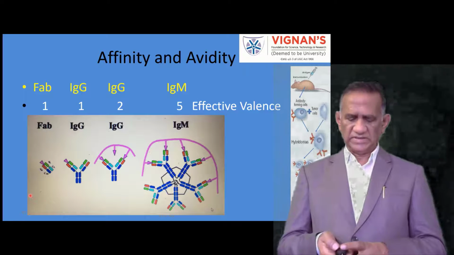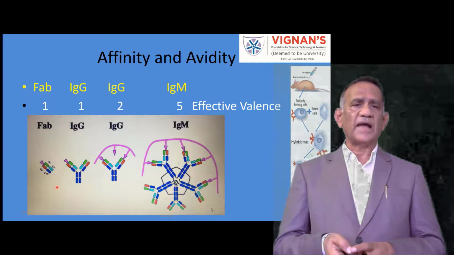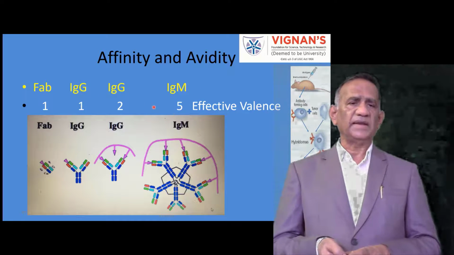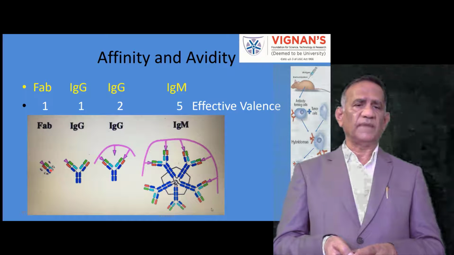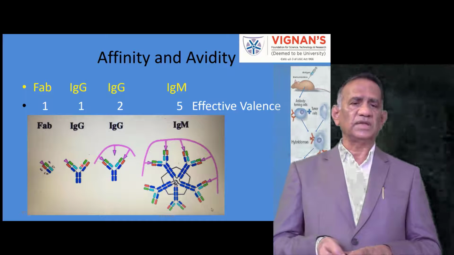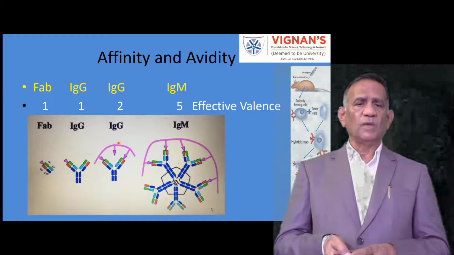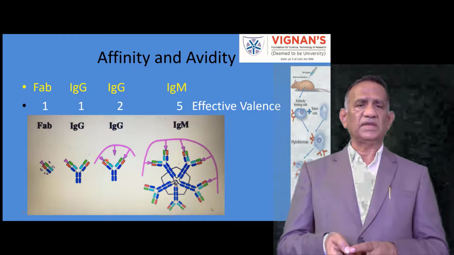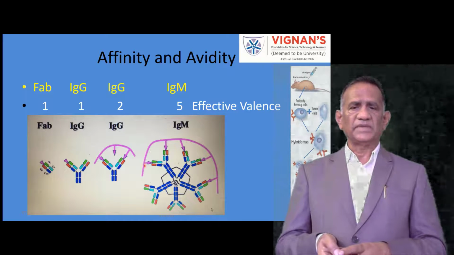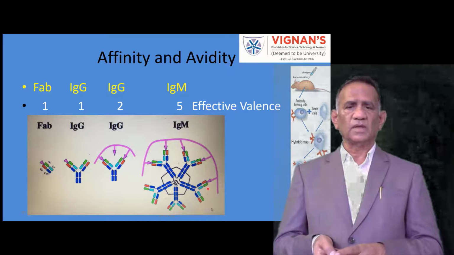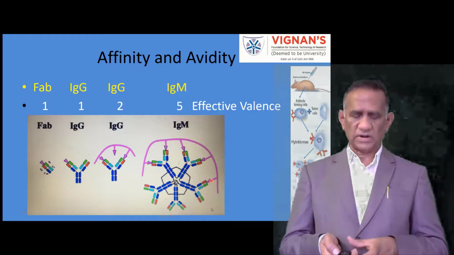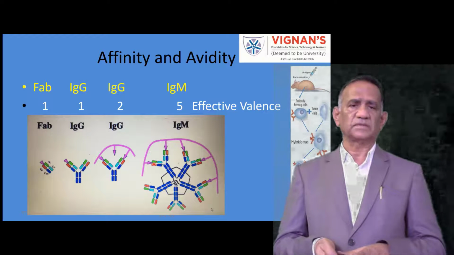So let us see this diagram. If we take up the FAB, that is the fragment antigen binding, and IgG, the effective valence is only one; here only one binds. In the IgG shown here, one FAB is bound and the other FAB is not bound to the antigen. If you take up this IgG, both the FABs are bound to the antigen, so here the valence is 2. The IgM is pentameric. Each of these FABs is bound: 1, 2, 3, 4, 5. Five are bound, so 5 is the effective valence. That's what affinity and avidity mean.